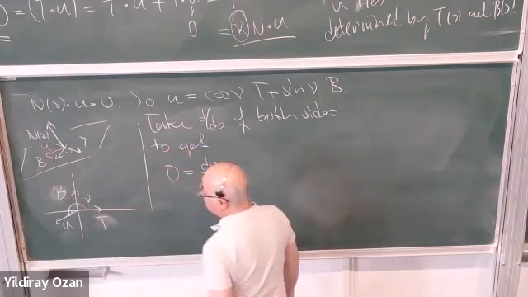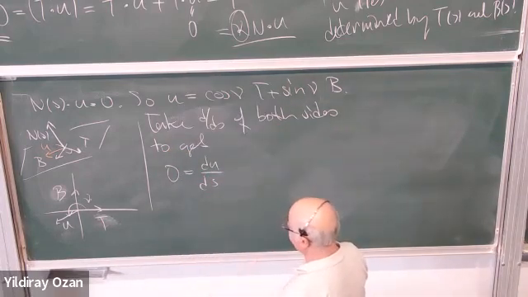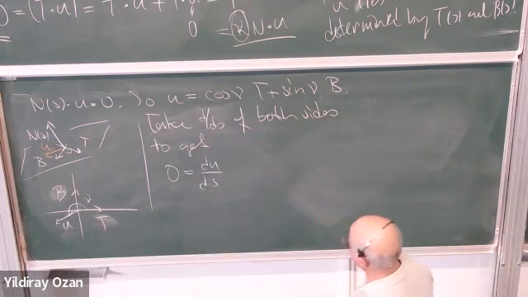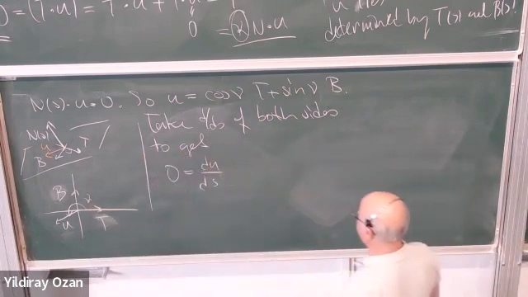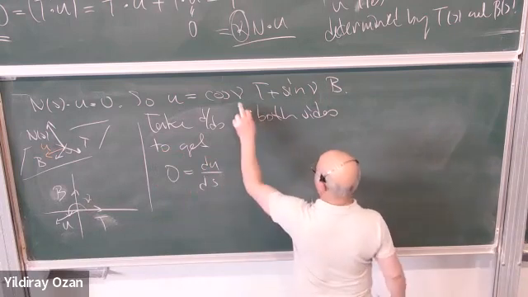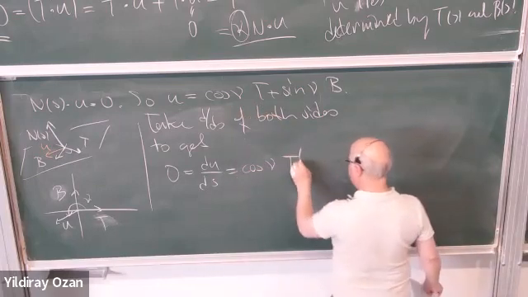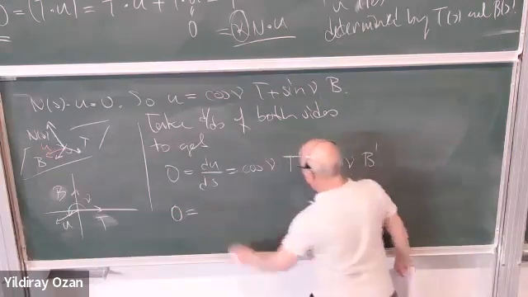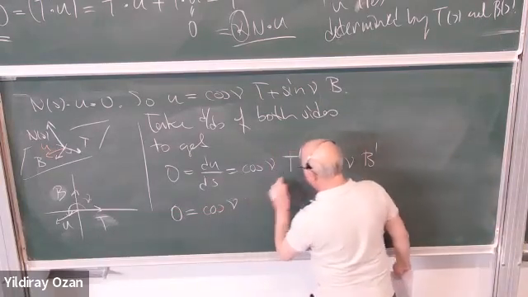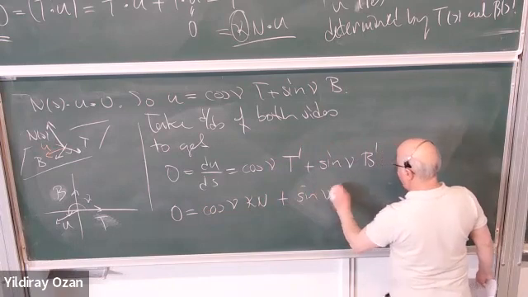This angle is also constant. Why is that? Because we assume that the angle between the tangent vector of the curve and the vector U is constant, and T dot U is just cosine V. So since V is constant, this derivative is just cosine V times T prime plus sine V times B prime. And we apply the Frenet formulas.